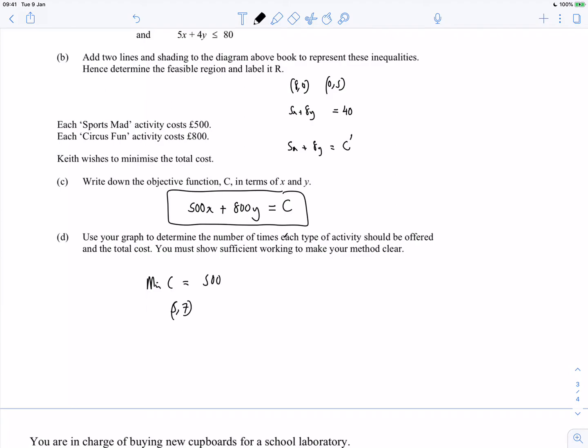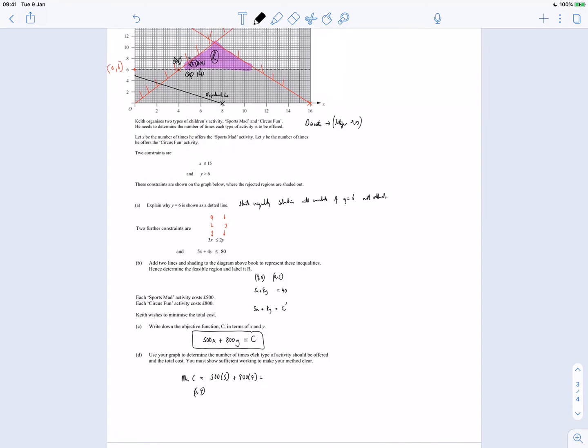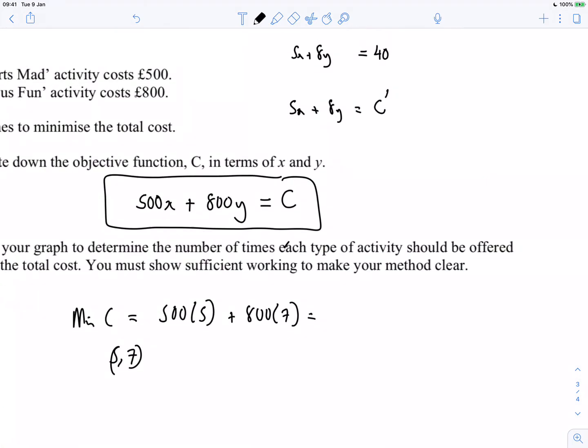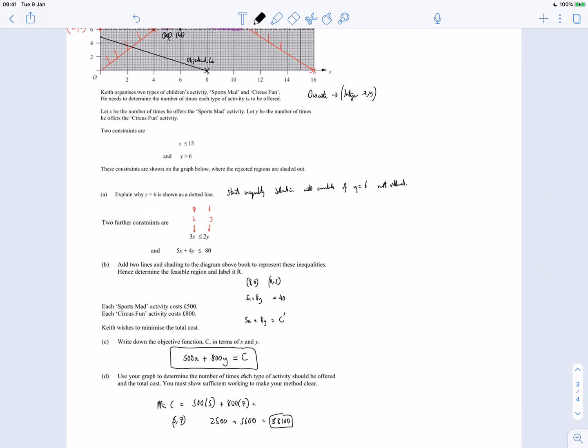So the minimum C is when x is 5 and y is 7, which is going to be 500x, which is 500 times 5, plus 800 times y, which is 7. Let me just double check I've done that right. Yeah, 5, 7. 500 times 5 is 2,500, plus 800 times 7 is 5,600. So what's that going to be? Carry the 1. Is that 8,100? Seems legit. So £8,100 is going to be the minimum cost of doing all of these activities. Nice.